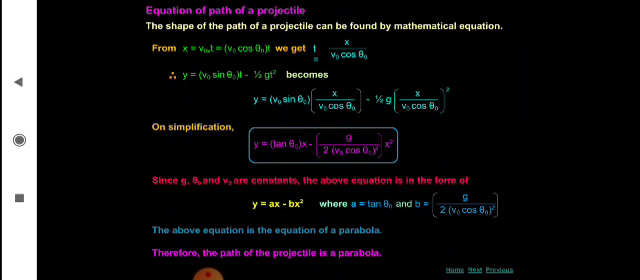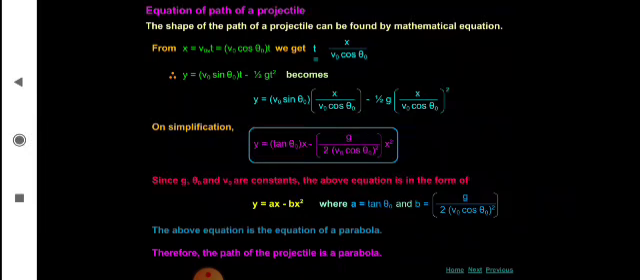Now you know the value of t, and you have to substitute it in the y equation. So y is equal to v naught sin theta naught, that into the t value, x divided by v naught cos theta naught, minus half times g times t square, x divided by v naught cos theta naught whole square.